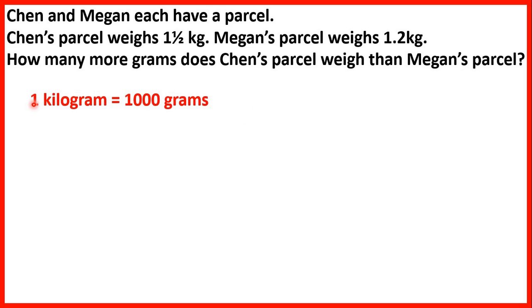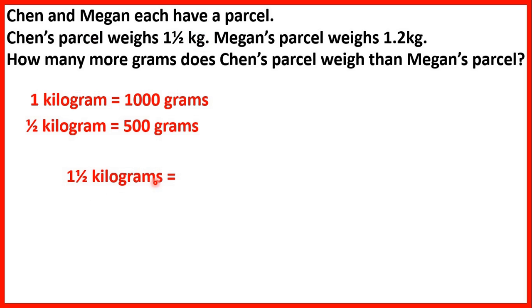So we know that 1 kilogram is 1,000 grams. So that means that half a kilogram is 500 grams, because half of 1,000, 1,000 divided by 2, is 500. So Chen's parcel is 1.5 kilograms, so that means it's 1,500 grams. So putting these two together gives us 1,500.